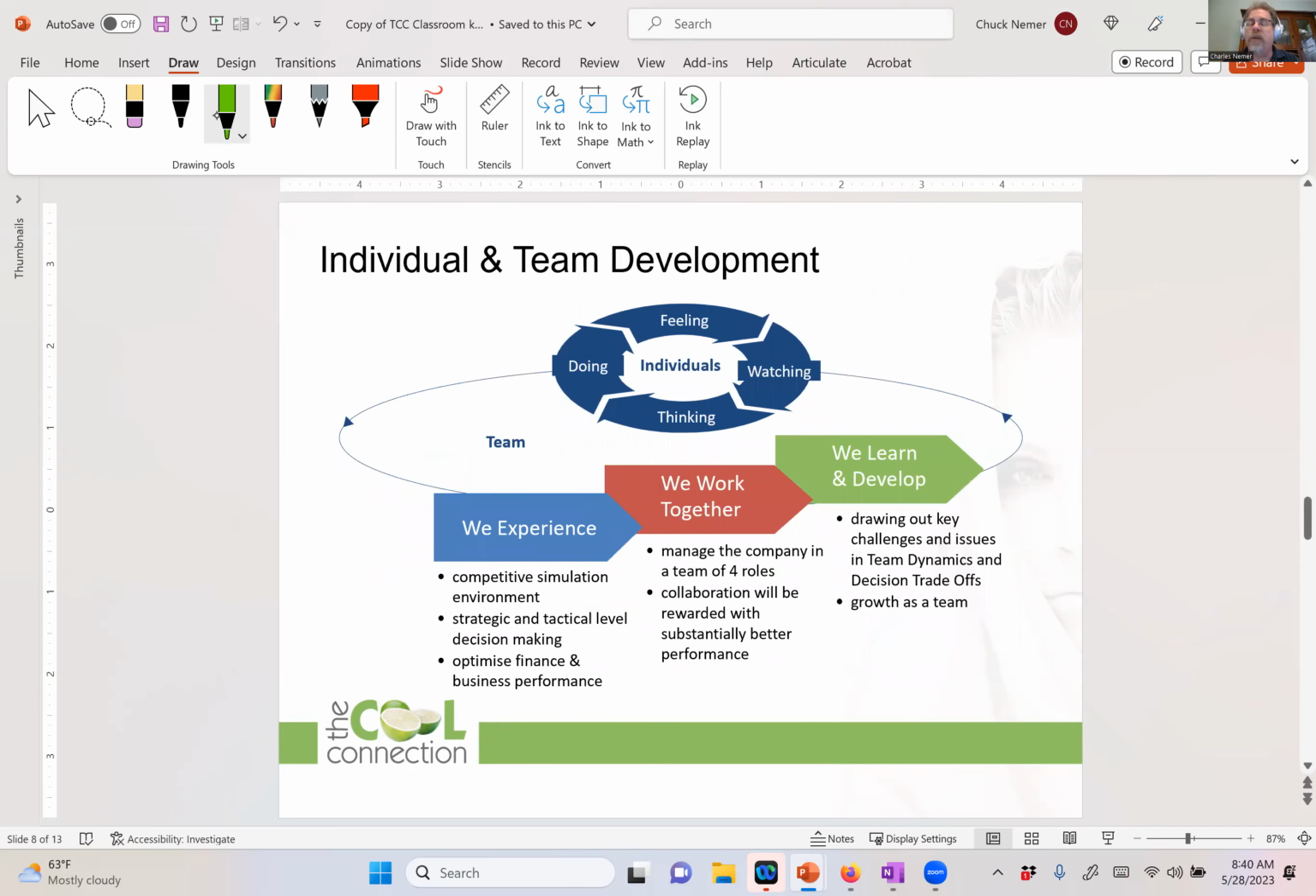Part of it also will be deciding how you want to operate as a team as well as individually. And so how do you work together? How do you experience it? How do you learn and develop together? Because again, like the financial and the physical, they have to work together. Team has to work together and collaborate and cooperate as well.